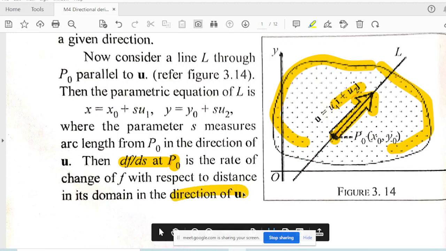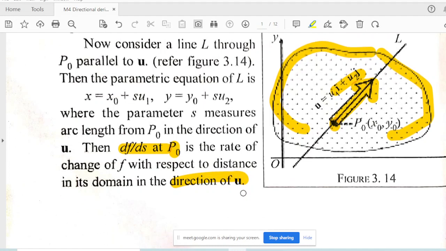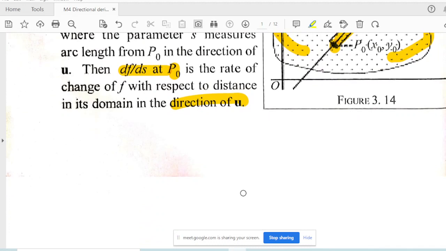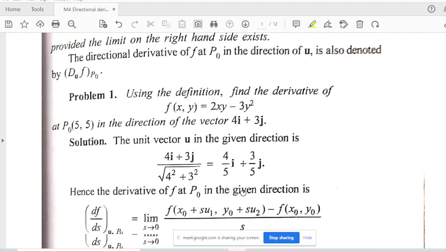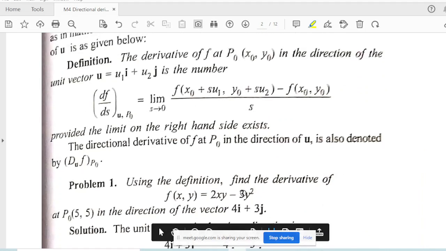So simply, if you are asked what the directional derivative is, think of how you find the ordinary derivative. Directional derivative means you are finding the derivative in a particular direction of the unit vector. A direction will be given, and in that direction you have to find the derivative. So we have a formula, just like when we study derivatives, here also we have a definition. We have a first definition in terms of limit.